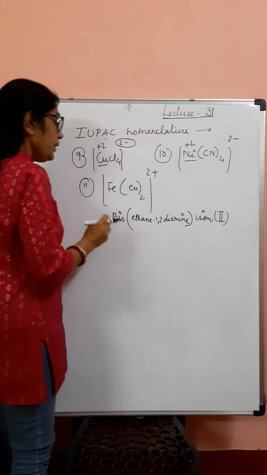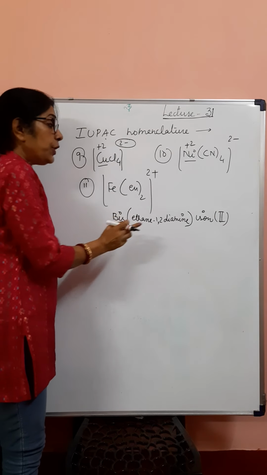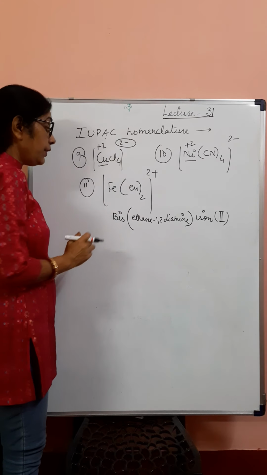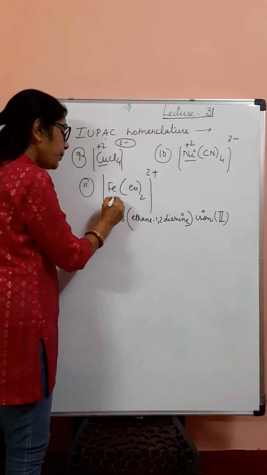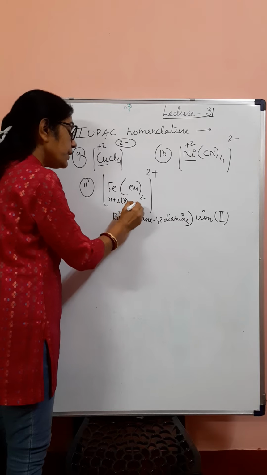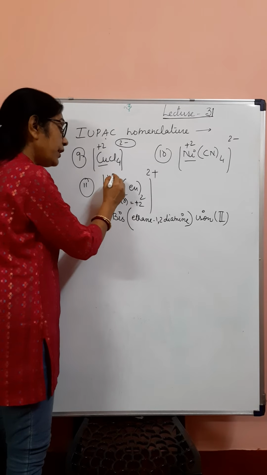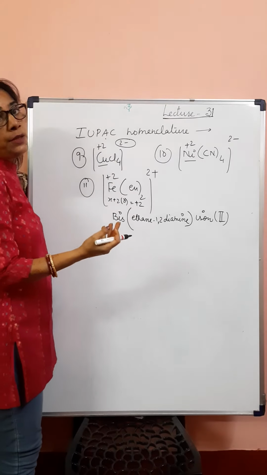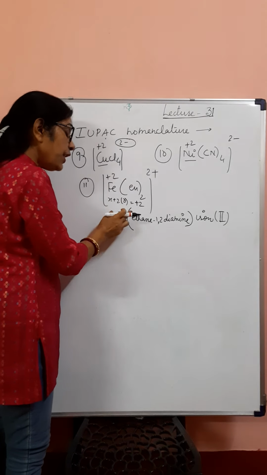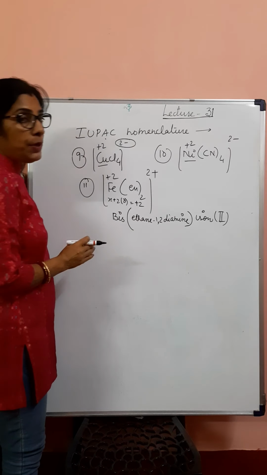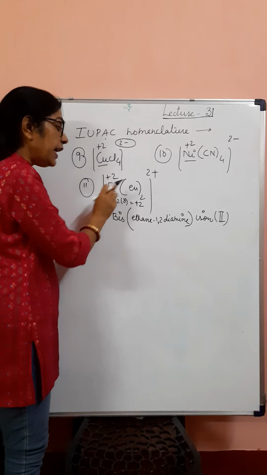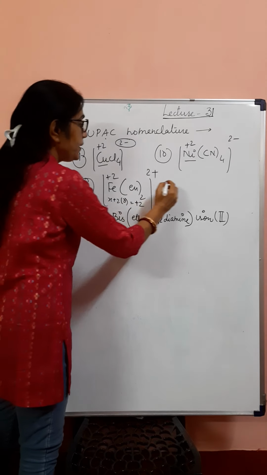So why is it iron 2? Because the complex is positive. Oxidation state x plus 2 into 0 is equal to +2. So naturally iron is going to be +2. So bis we have used because the ligand is complex here.